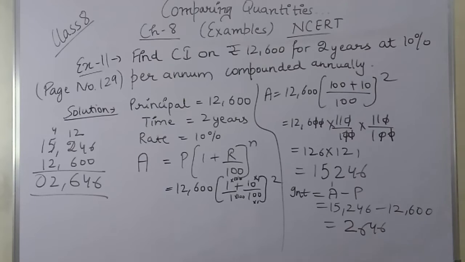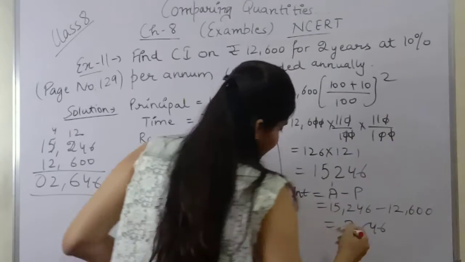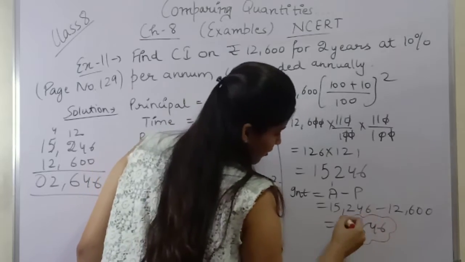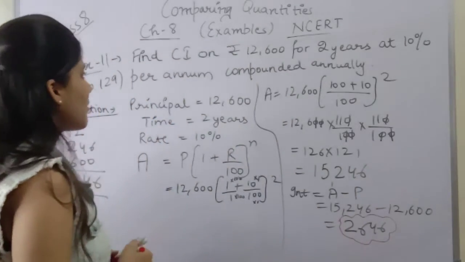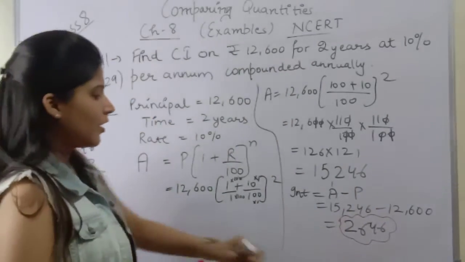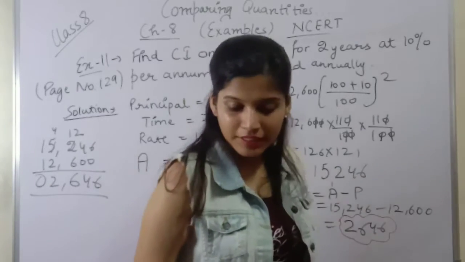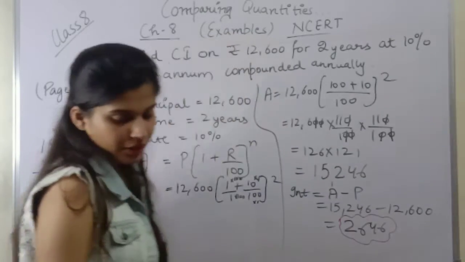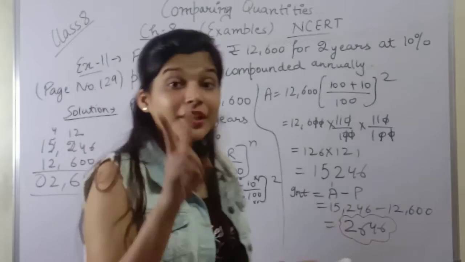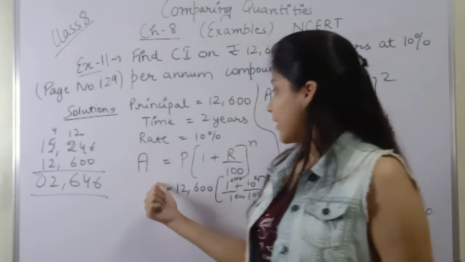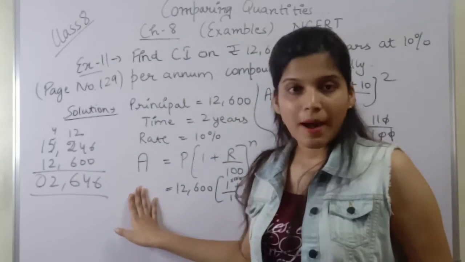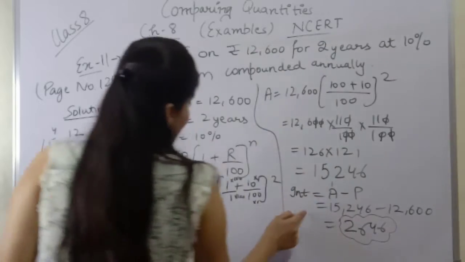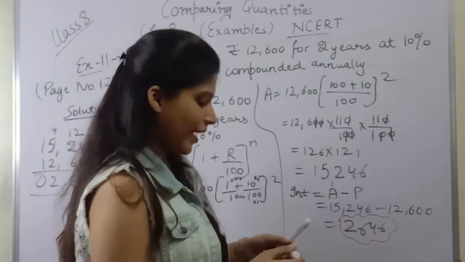So this 2,646 is the interest. So the compound interest comes out to be 2,646. In this we used 2 formulas. The first one is the compound interest formula for amount and the second one is interest equals amount minus principal.